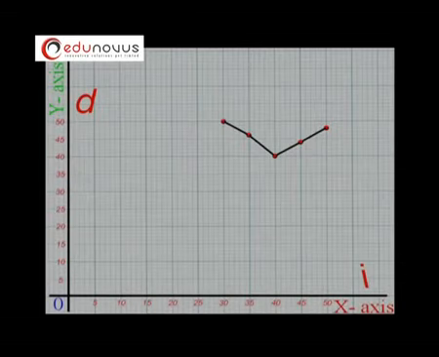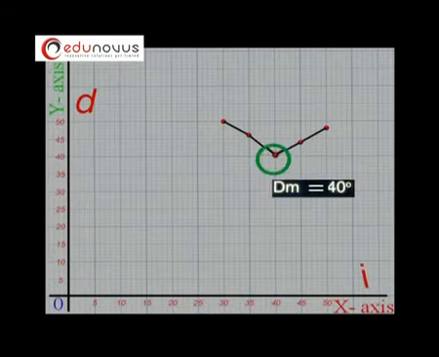We observe that with the increase in the angle of incidence up to 40 degrees, the angle of deviation is decreasing. It is decreasing from 50 degrees to 40 degrees and then it starts increasing. We identify the angle of minimum deviation from this graph as 40 degrees. Therefore, Dm is 40 degrees.